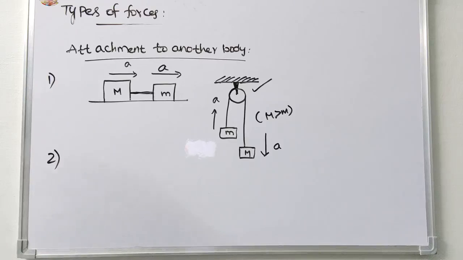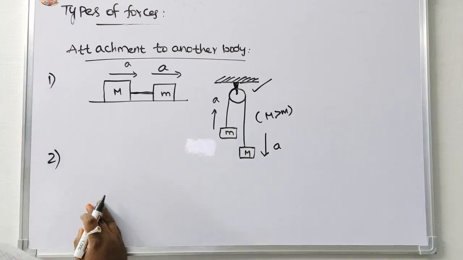The second one is, if a string is massless, the tension in it is the same everywhere. However, if a string has mass and it is accelerated, the tension at different points will be different. Here the string and pulley are massless, students.